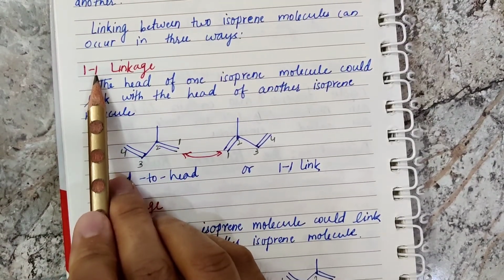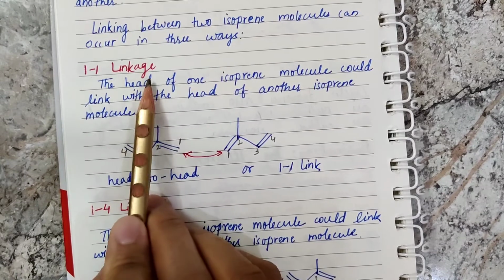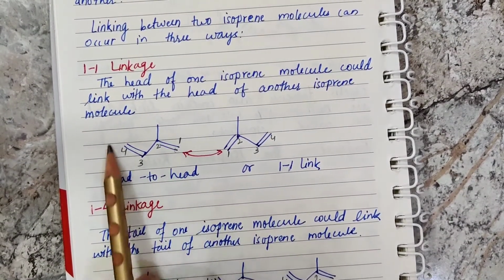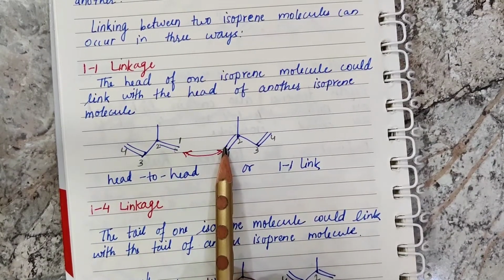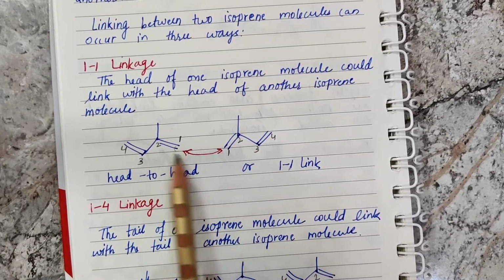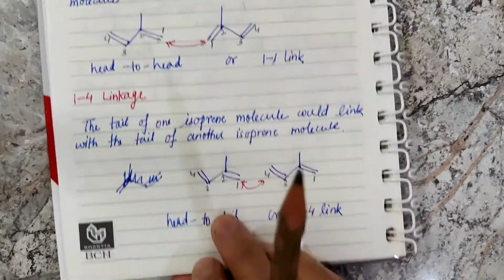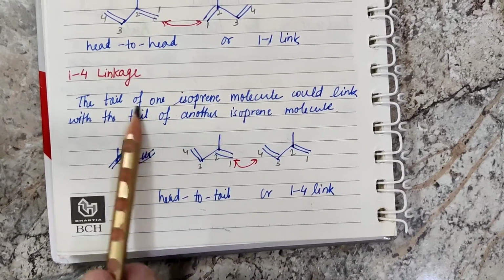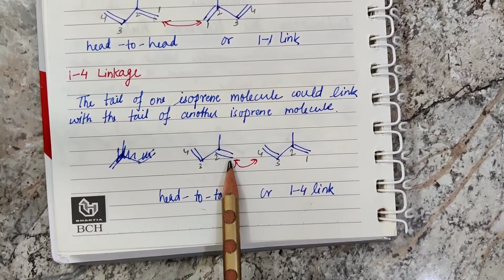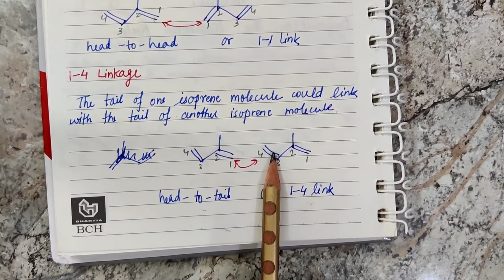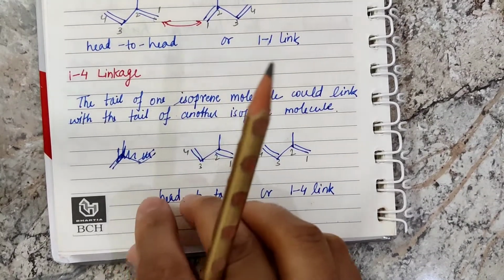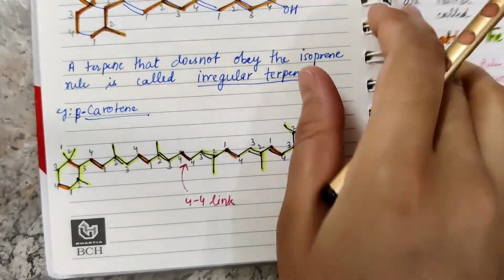The first linkage is 1-1 linkage or head to head linkage. In this linkage, the first carbon of one isoprene unit combines to the first carbon of the second isoprene molecule. So if this kind of linking is happening, it is called 1-1 linkage. If head to tail or 1-4 linkage is happening, that means the first carbon of one isoprene unit is combining to the fourth carbon of another isoprene molecule. It is called 1-4 link or head to tail.